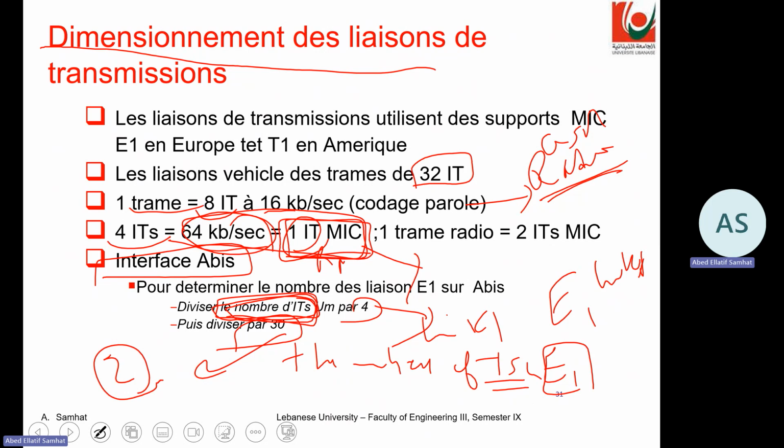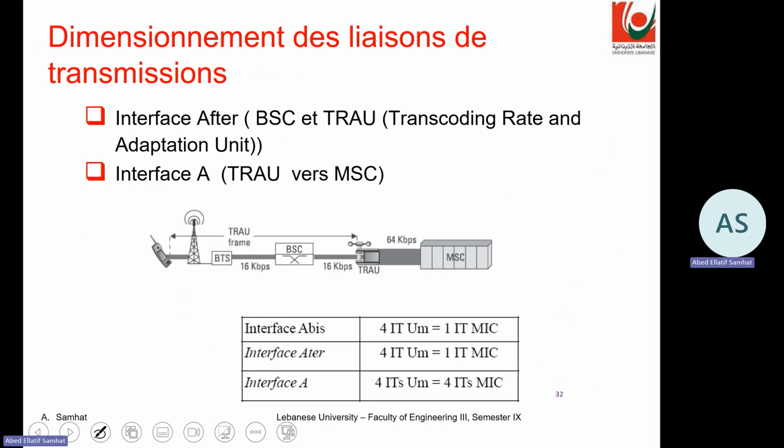So maybe you did some dimensioning like this. Typically, according to the number of radio physical channels we have, according to the cells we want to support over this link, we divide the total number of physical channels over 4. We obtain the total number of time slots at the E1 link. After that, to see the number of required E1 links, we divide by 30. So this is an example, as we said, for each 4 time slots at the radio interface.